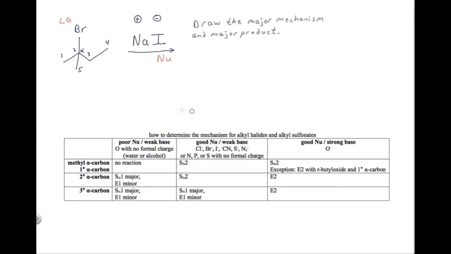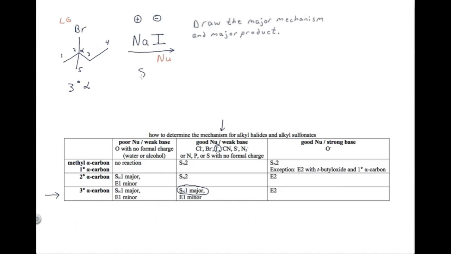All right, to figure out the row, we have to decide that this is a tertiary alpha carbon. Make sure that you write that down. It's a tertiary alpha carbon because carbon 2 is attached to 3 carbon chains. That puts us in the bottom row of our table. Our nucleophile is I-, which puts us here in the middle column. Middle column and bottom row predicts that the major mechanism is SN1. E1 will be the minor mechanism, but the problem was asking for the major, so we'll just focus on SN1.